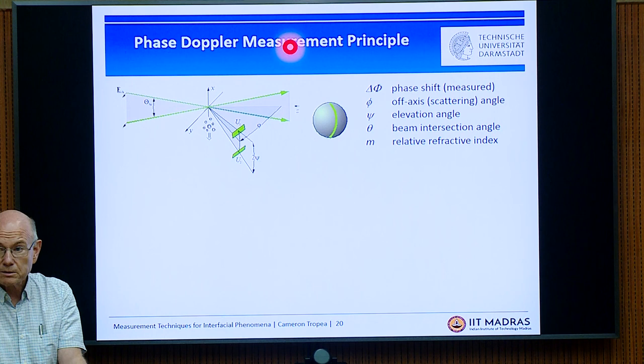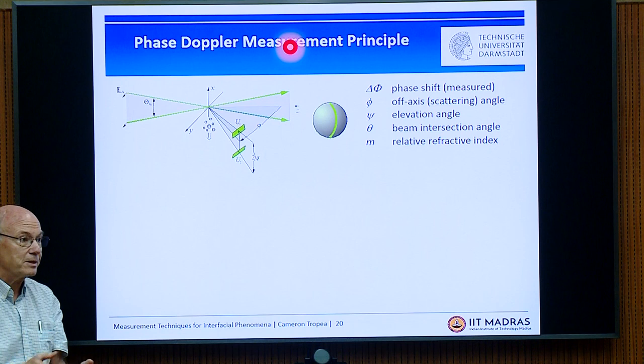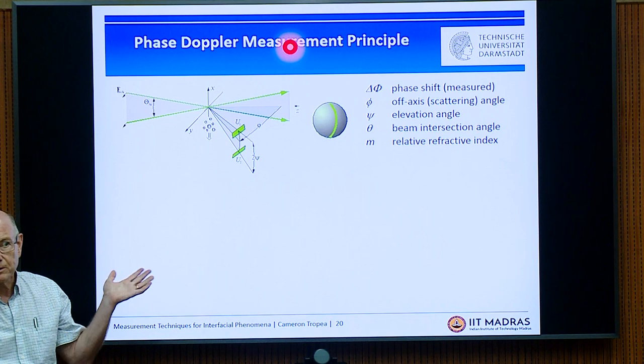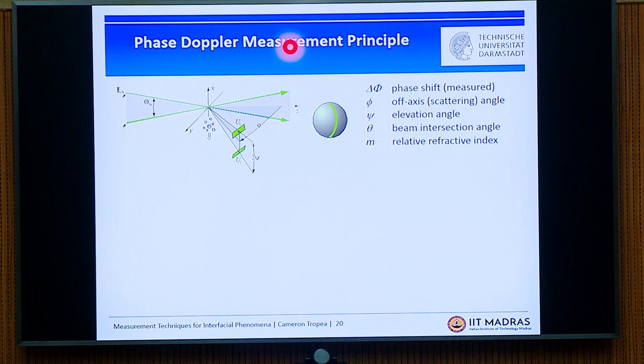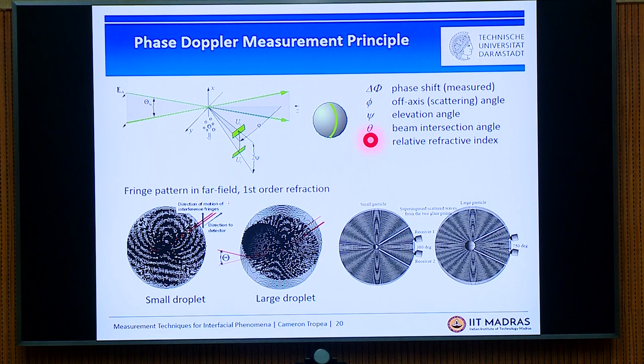Everything is known. The only thing that is a little bit uncertain is the intersection angle. We can measure that maybe to 0.1% or something, but not better. So that's why we have two detectors at two different elevation angles to see those fringes. And I've put here the things you have to know to work these out. And so then you have to go through the mathematics, of course, which I'll show you in the next slide. But this gives you an indication.